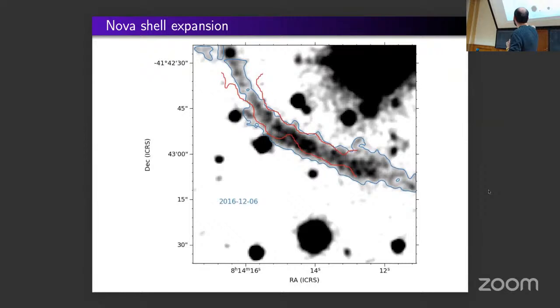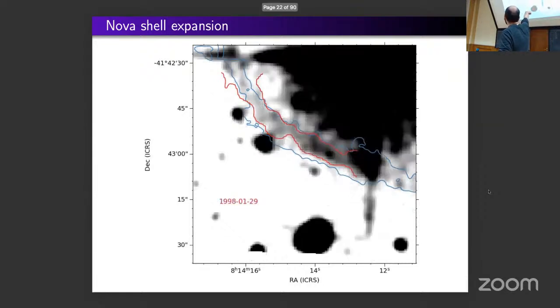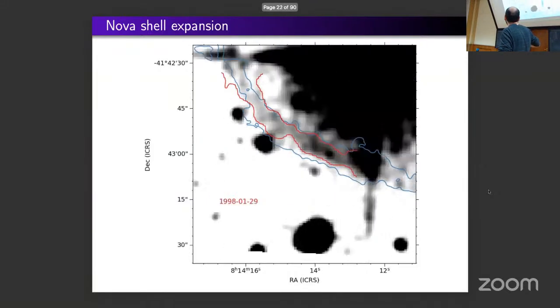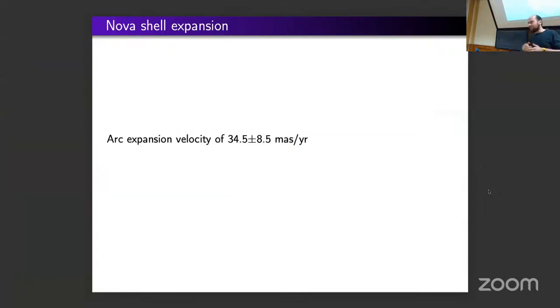So this is narrowband imaging from 2016. You can see the nova remnant, and the blue line is where the nova remnant is. And this is an archival observation from SuperCOSMOS from 1998. And you can see it's a bit closer to Eric's Papis in the top right. A bit over. It moved. So since we observe the arc moving, we can calculate the expansion velocity, and it's this value.